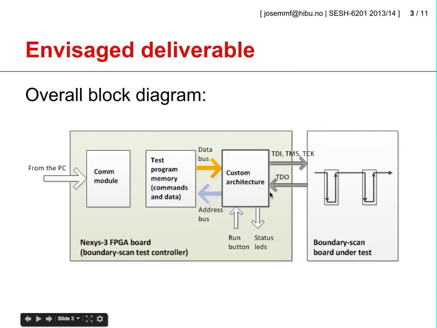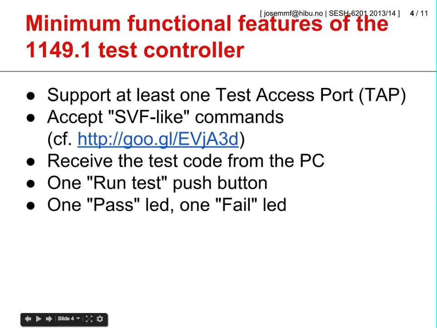Now, your custom architecture will control the test access port of the boundary scan board under test. So it must generate the bit stream to shift into the test data input pin, and at the same time generate the appropriate signals for the test mode select and test clock pins. And whenever that is required, it should read the bit stream coming out from the test data output pin and compare it with the expected results.